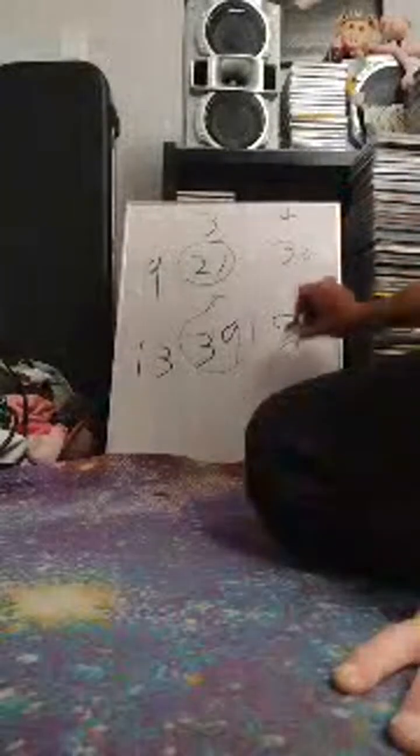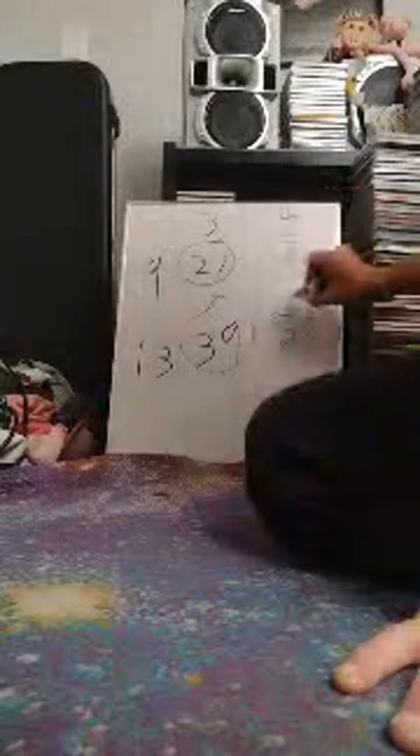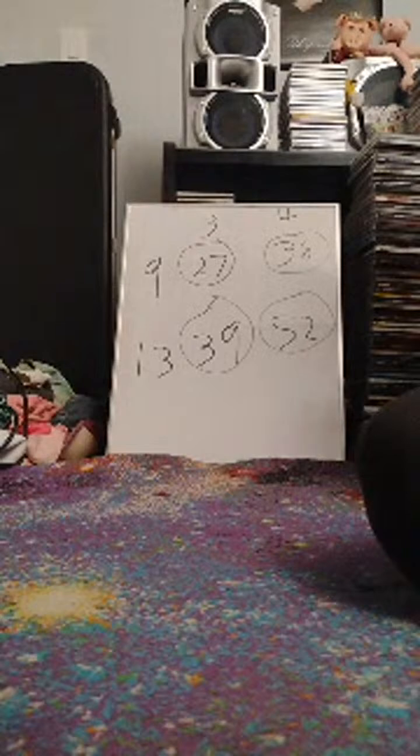And then 9 times 4 is 36. And then 13 times 4 is 52. So 36 and 52. What thing has 36 in it, 52 in it, in total, and what is it? So think about that. You can pause the video if you want to think longer. I'll give you the answer.